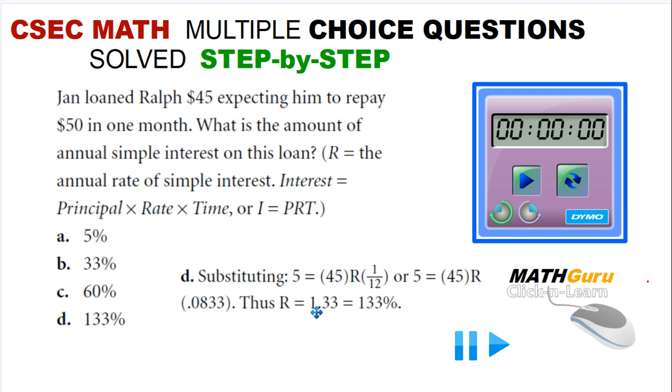Thus R is equal to 1.33, so therefore the amount of annual simple interest on this loan would be 133%.